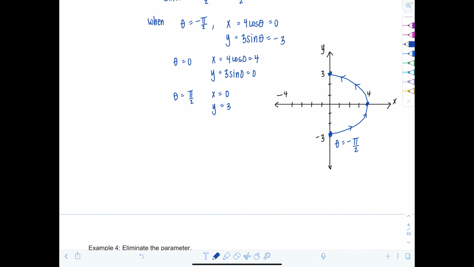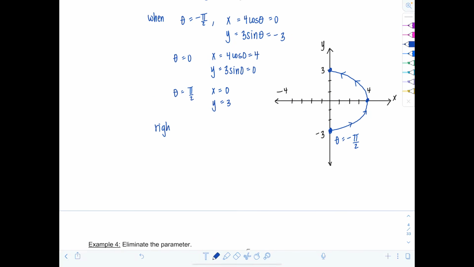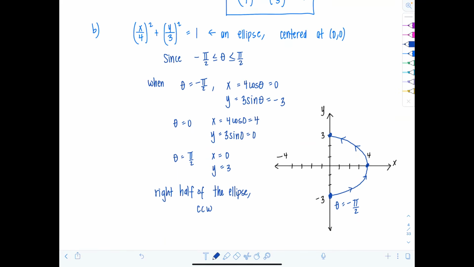So what gets traced out? Only the right half of the ellipse, and it gets traced out counterclockwise. So if you'll notice here, that corresponds perfectly to the limits on theta being between negative pi over 2 and pi over 2, right? Negative pi over 2 is here up until positive pi over 2. And if x is equal to cosine theta and y is equal to sine theta, and your parameter is increasing, your curve gets traced out counterclockwise. So keep that in mind, because later in Calc 3, you're going to have to parametrize curves.